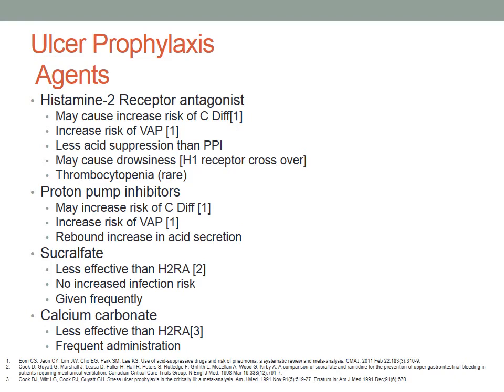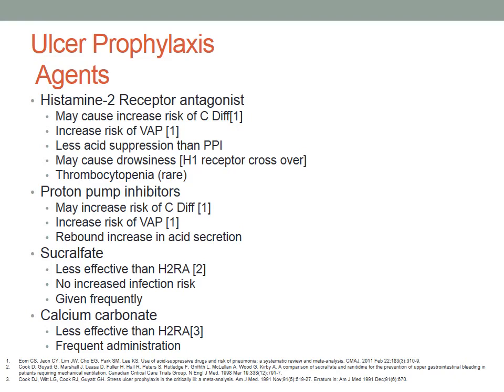Sucralfate also has many drug interactions due to its ability to prevent some drugs from being absorbed. H2RAs and proton pump inhibitors increase the risk of a C. difficile superinfection and ventilator-associated pneumonias. H2RAs cause less acid suppression than PPIs, which has been theorized as one of the reasons that they increase the risk for C. diff. However, the clinical correlation has not been shown here.